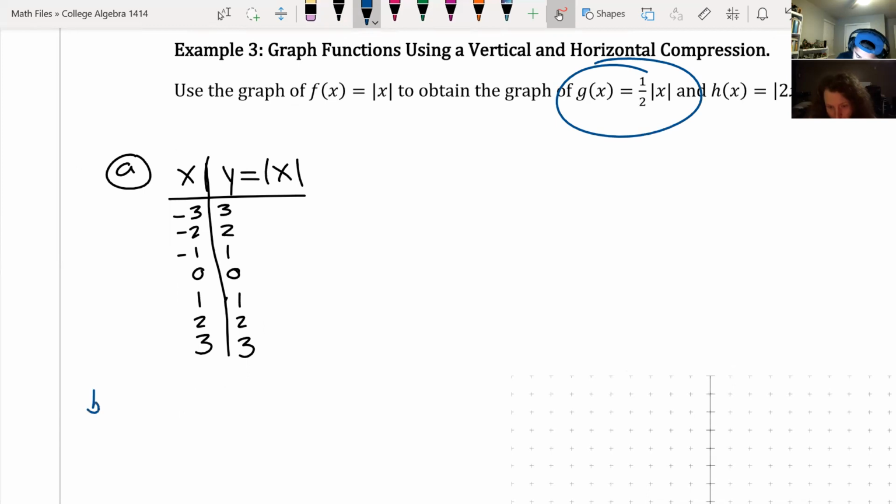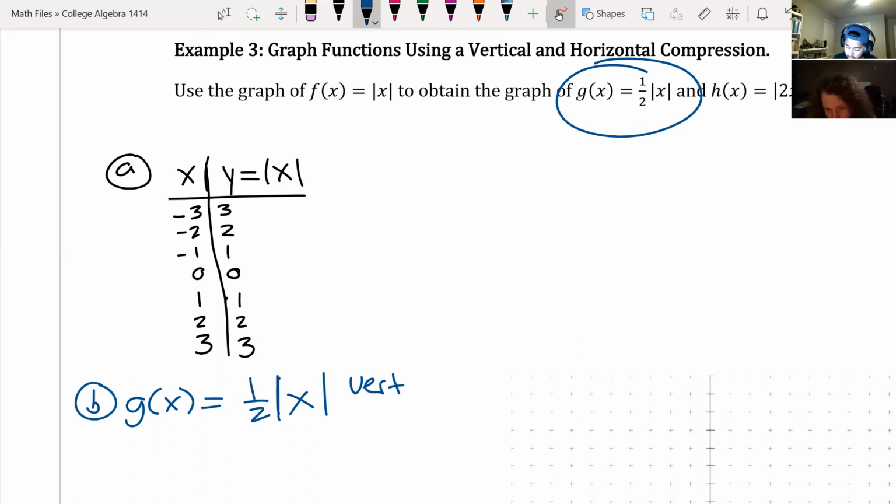So B is g of x equals 1/2 times the absolute value of x. So since this number is on the outside of the function and it's between 0 and 1, this is going to be a vertical compression by 1/2.